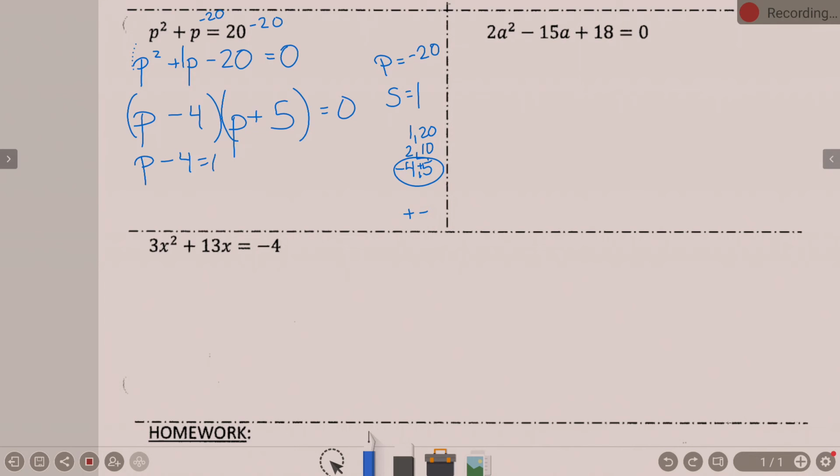Set each part equal to 0. Yes. P minus 4 equals 0. P plus 5 equals 0. If it's P minus 4, we are going to add 4. P is 4. If it's P plus 5, we're going to subtract 5. And 0 minus 5 is negative 5. Now we can call it done. That's it. I did that on purpose because that's an easy step to forget. You just think, oh, I factored it, I'm done. Almost. Not quite.